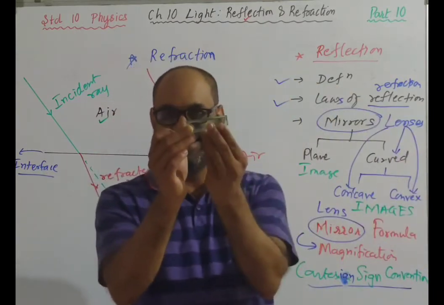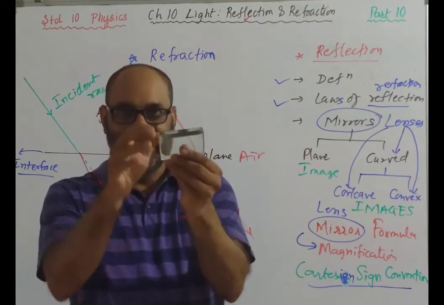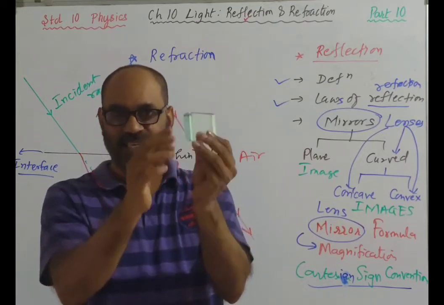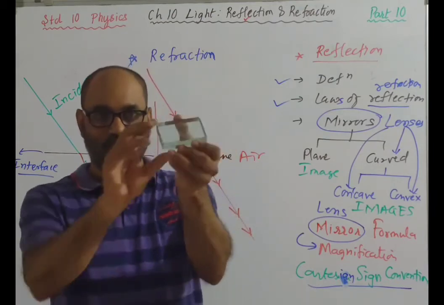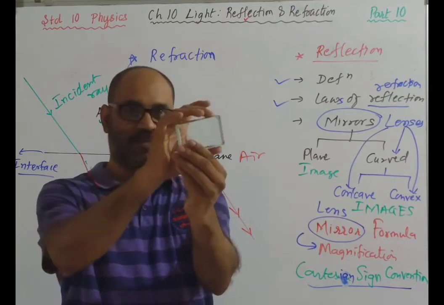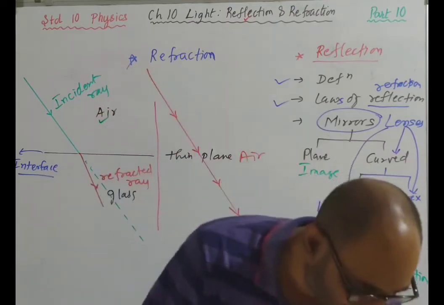What is this? Yes, it's a glass slab. Correct? It has 6 faces. Each face is rectangular. Alright? I hope you can see it because it is transparent. You may not be able to see properly. Alright? That is glass slab.